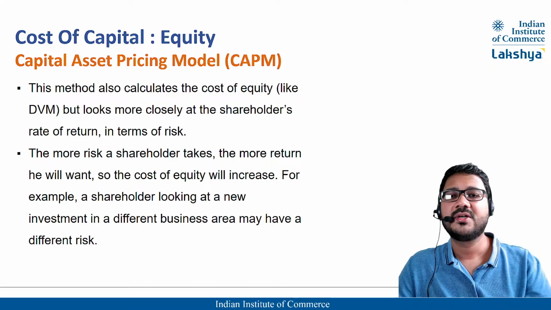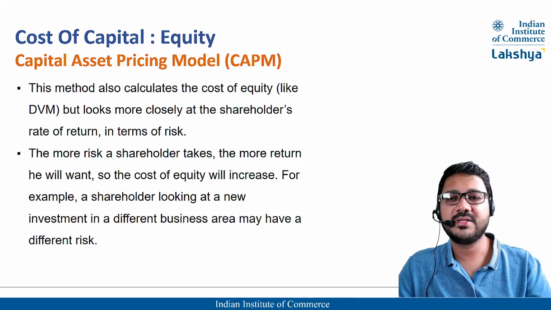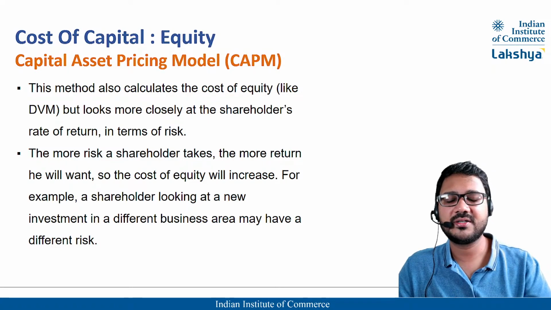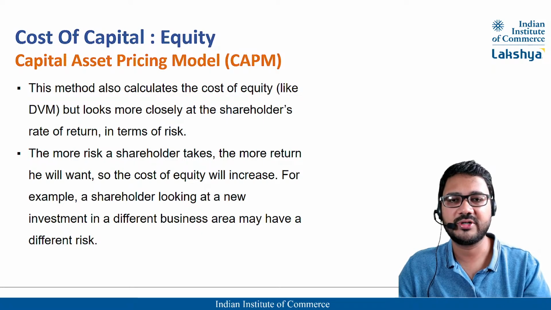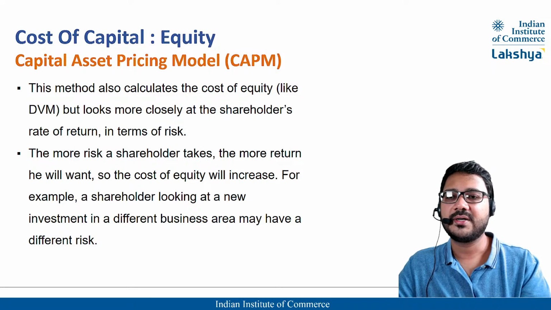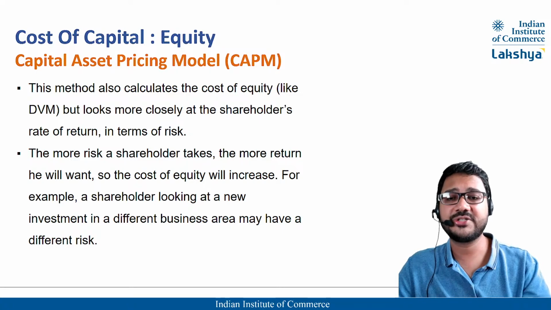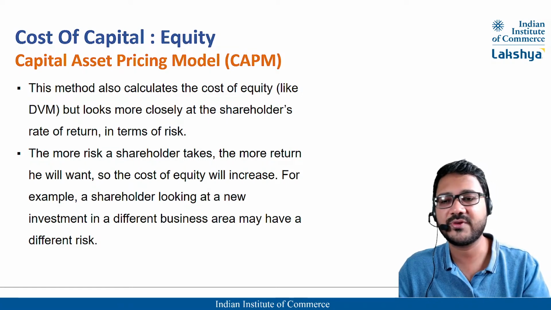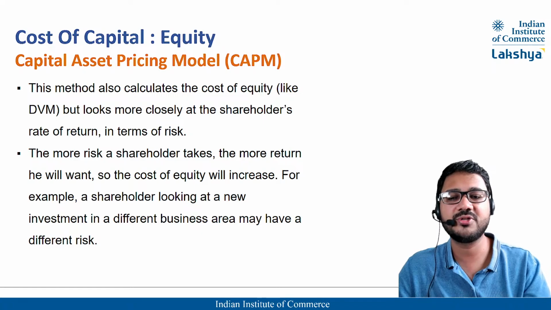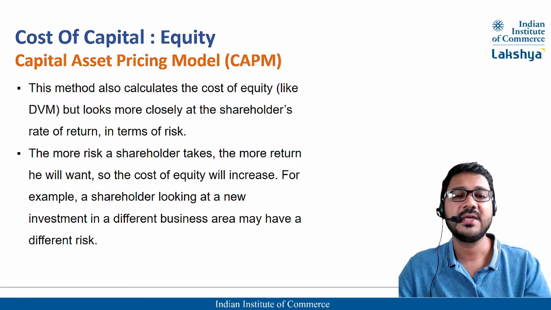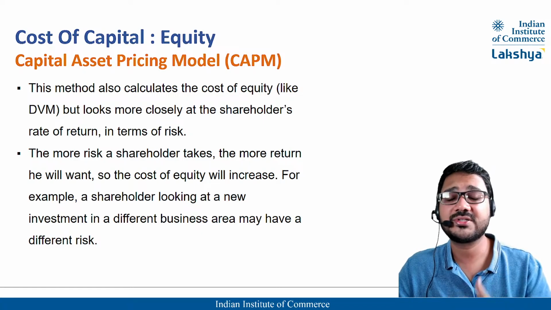However, the capital asset pricing model is based on the fact that share price appreciation is what should be the cost, and not dividend. Now, this looks more closely at the shareholder's rate of return in terms of risk. The more risk a shareholder takes, the more return he will want, so the cost of equity will increase. For example, a shareholder looking at a new investment in a different business area may have a different risk altogether.